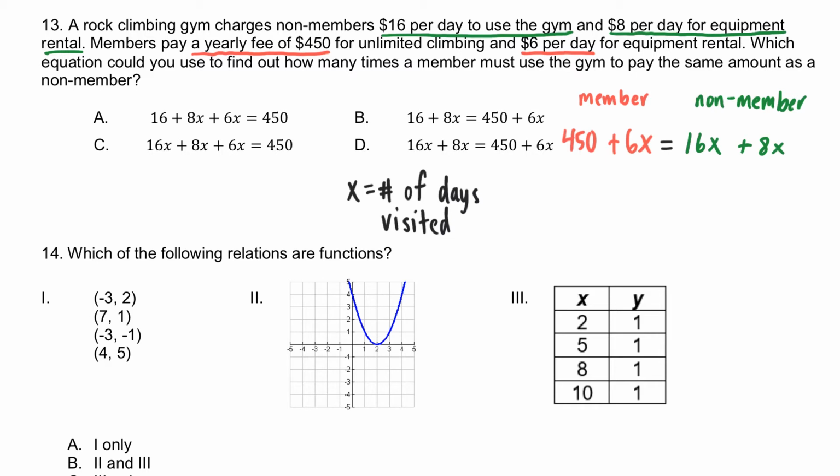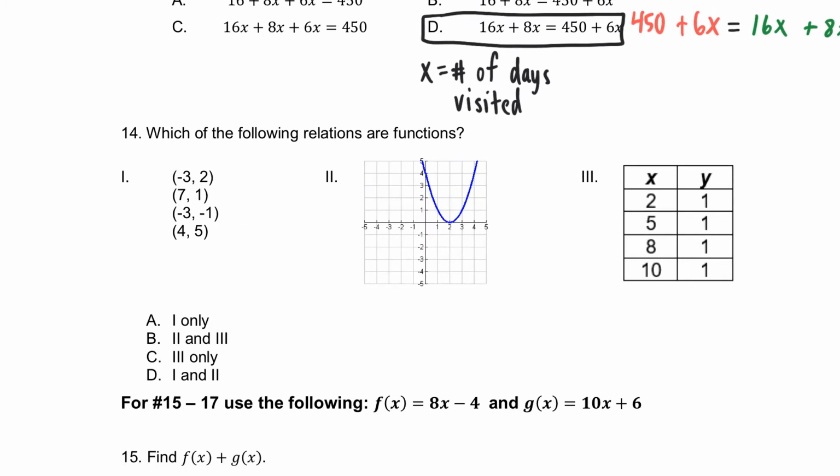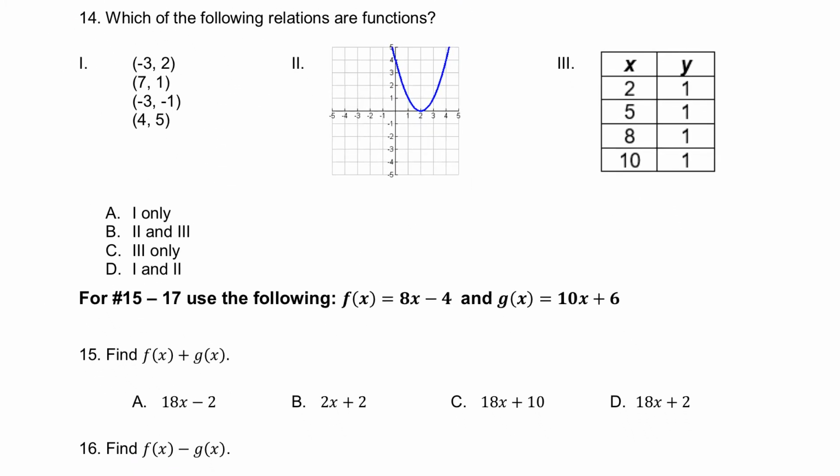And let's see, I believe that is one of the answer choices here. So we've got 450 plus 6x is equal to 16x plus 8x. That is going to be option choice D. Okay, so that's how I would do that one. That's kind of a tough concept to understand.